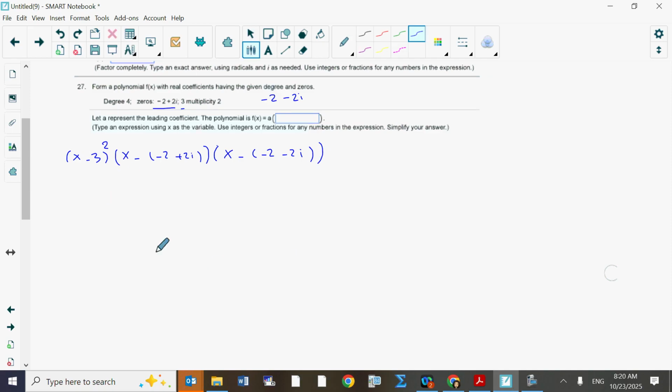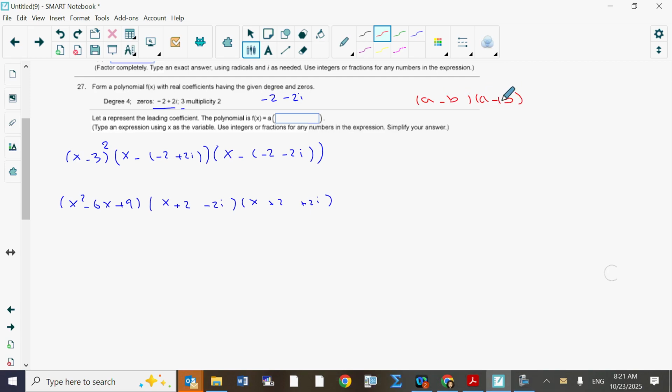Now I have to distribute all these and then find a simplified form. Okay, so x minus 3 to the power of 2, if you calculate that, you will see that it's going to be x squared minus 6x plus 9. Just multiply x minus 3 by x minus 3 and distribute. This one, I'm going to write this as, when I distribute the negative here, it will be x plus 2 minus 2i and x plus 2 plus 2i. So look at this. x plus 2, x plus 2, negative 2i, positive 2i. This is basically a minus b times a plus b, which is just a squared minus b squared. So this will be x plus 2 squared minus 2i squared.